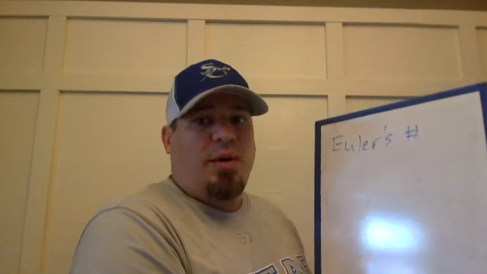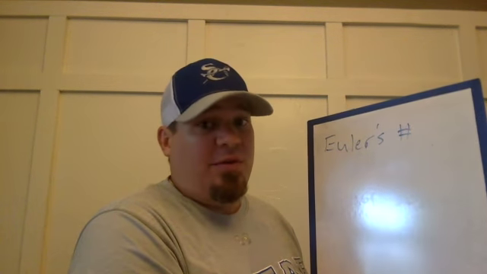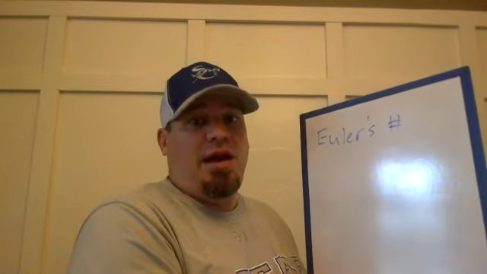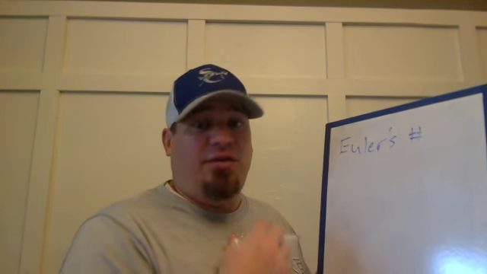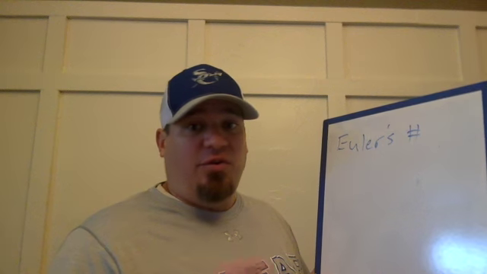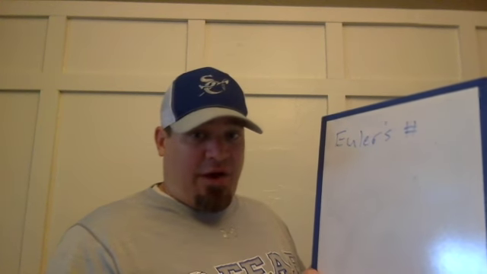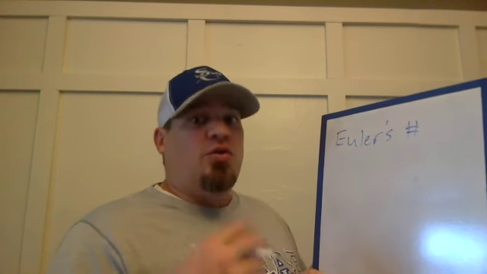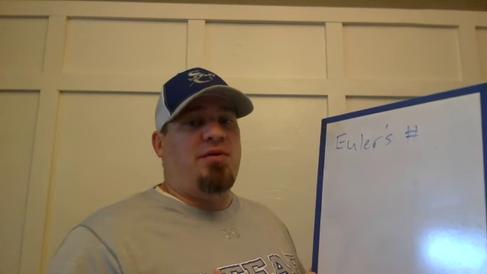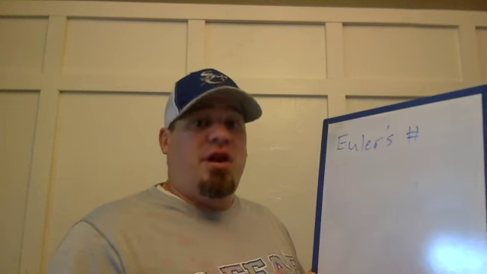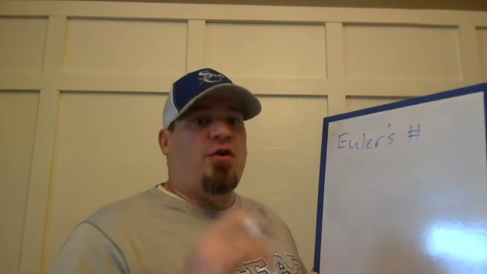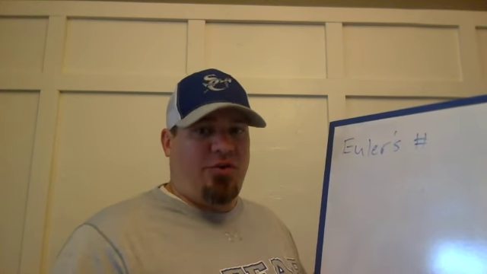E-U-L-E-R apostrophe S. Okay, there was a mathematician named Euler. He came up with an irrational number, which, remember, an irrational number is a number that has an infinite number of decimals. It never repeats. It never ends. Okay, so Euler's number is a mathematical number that is naturally occurring in a lot of things. It's the number that is used for continual compounding interest.